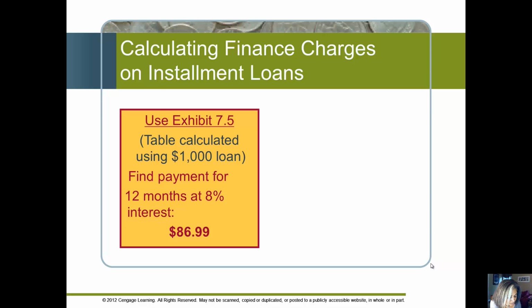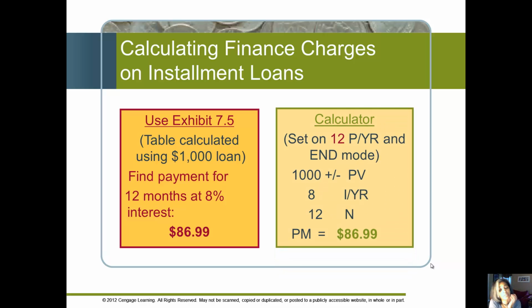And you'll notice that there's already a box around the number that we're looking for, because we're going to start on the row where the interest rate is 8% and then move to the right across that row until we get to the column for 12 months. And that gives us our loan payment of $86.99.